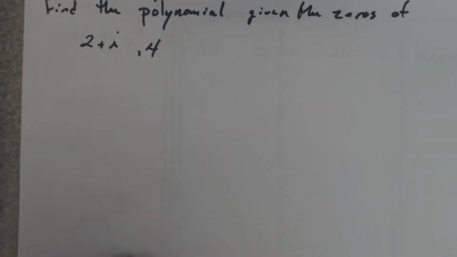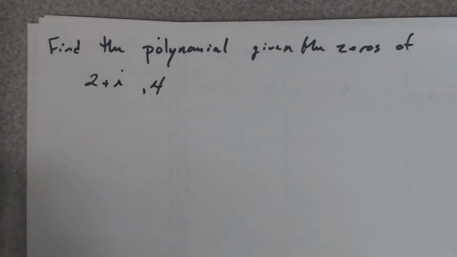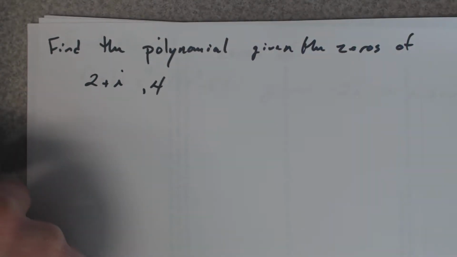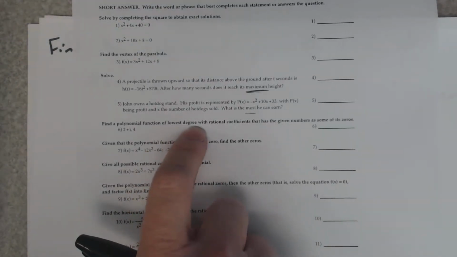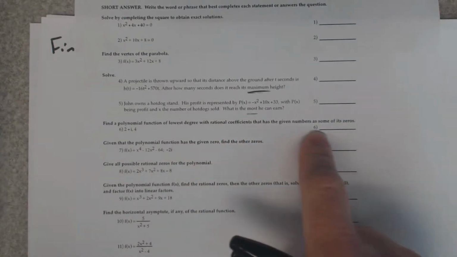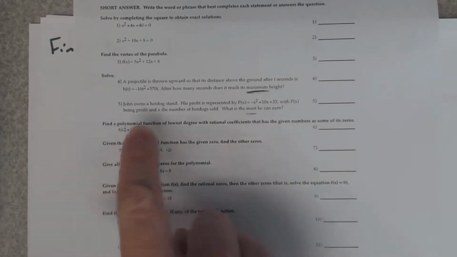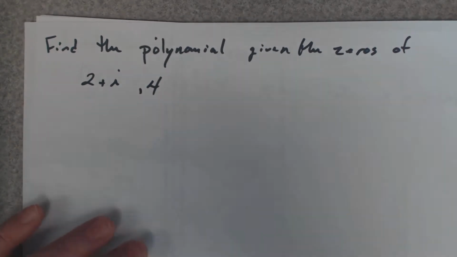All right, enough of me and my soapbox here. Let's get back to some polynomials now. So you want to find a polynomial, and it says here it's of the lowest degree. So you want the lowest degree you can. It has to have rational coefficients, and given these zeros. So you're given these 2 zeros, and you got to find the polynomial that goes with that.